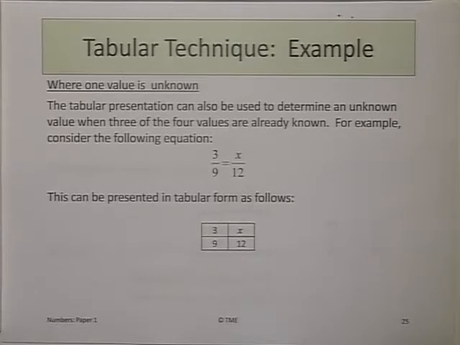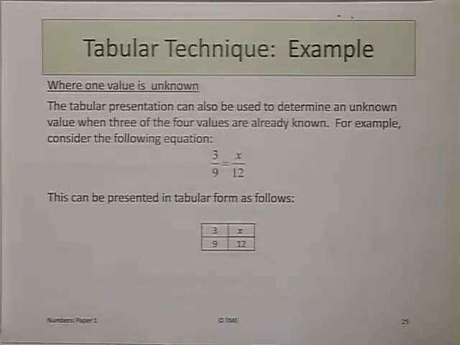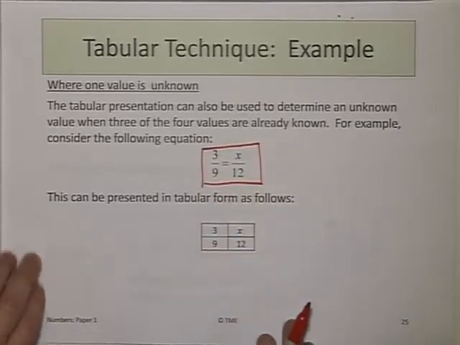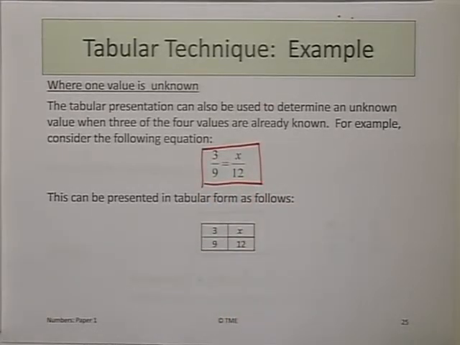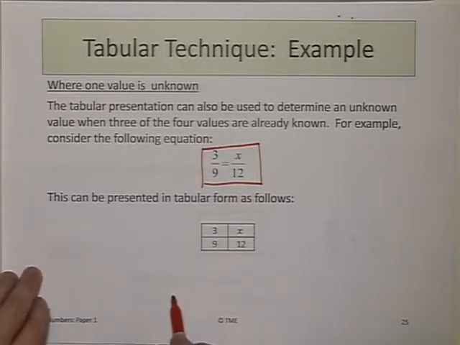Using the tabular technique to solve a question. Very often in the exam, they don't give you the 4 numbers, they only give you 3. So one of the values will be unknown. So here we're starting with fractions, and they say 3 over 9 is x over 12. We're going to write those numbers in 4 boxes: 3, x, 9, and 12.